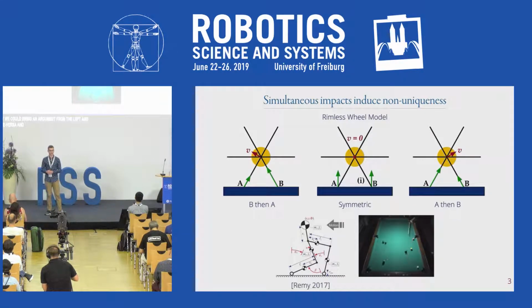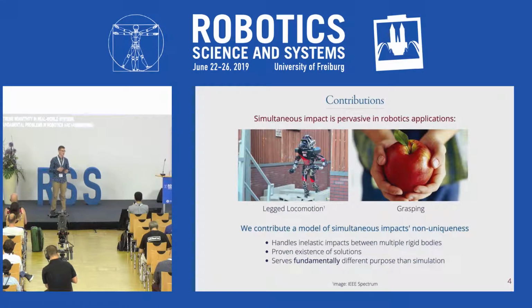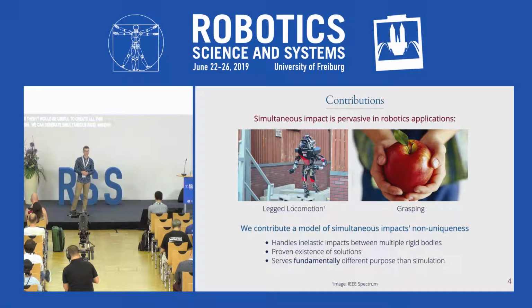There are similar inconsistencies in much more complex models in the literature, and model non-uniqueness often pairs with extreme sensitivity in real-world systems. Many of the fundamental problems in robotics are underpinned by multiple contacts and friction, so if we'd like to create reliable control solutions to them, it would be useful to have a model that can generate all of this non-uniqueness. So we contribute exactly that, a model of simultaneous rigid frictional impacts, and critically, we prove existence of solutions to our method, which has been shown in the context of simulation before, but those methods focus on producing a single reliable result, whereas we're capable of capturing all of them.